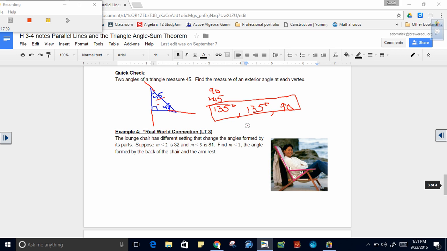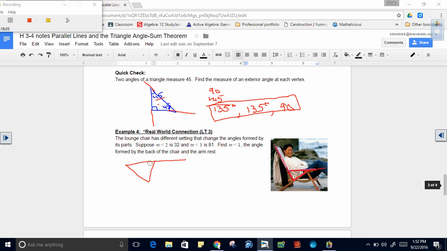Okay, I believe this is your last example for this set of notes. It is. So they've created this triangle right here in this lovely chair. They have an exterior angle over here. They're saying the lounge chair has different settings that change the angles formed by its parts. Suppose the measure of angle 2, I'm going to try and redraw this.